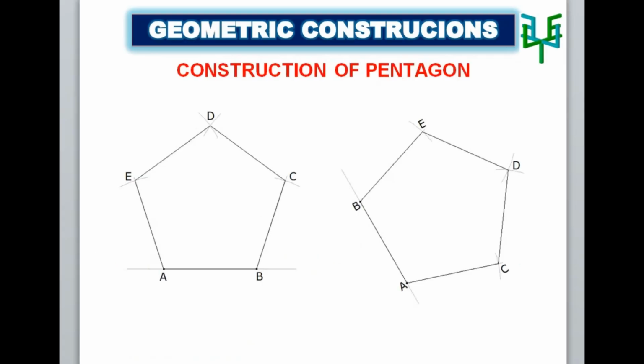Construction of a pentagon. A pentagon has 5 sides and a regular pentagon has all the 5 sides equal and angle between the sides 108 degrees. There are several methods to construct a pentagon. Let us discuss the simplest one.